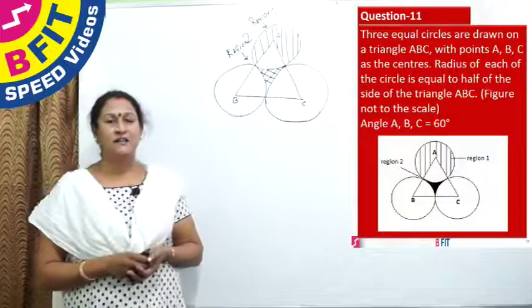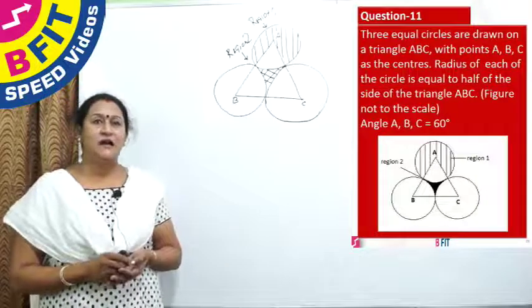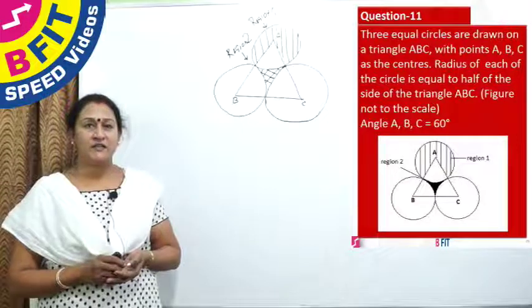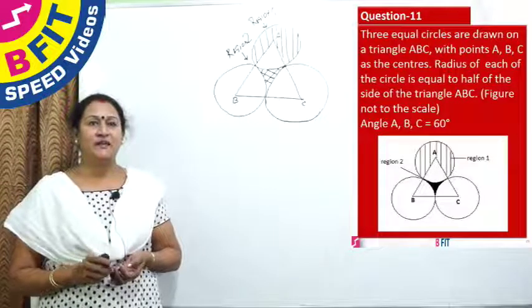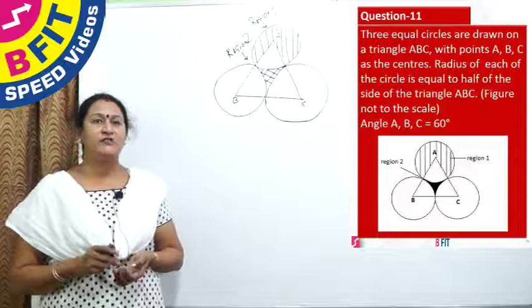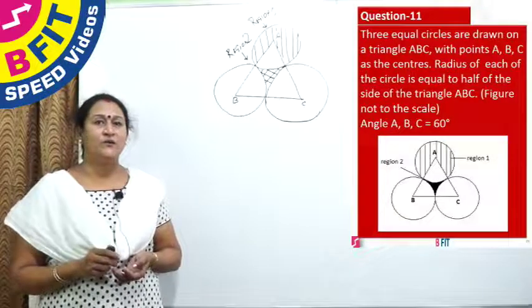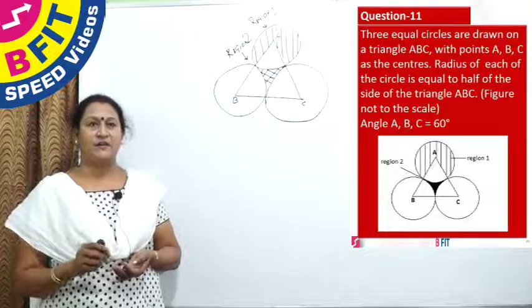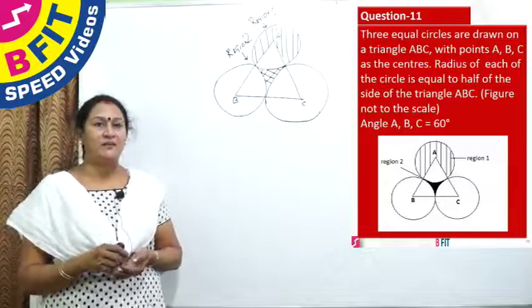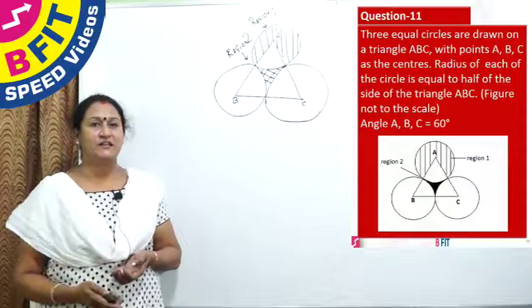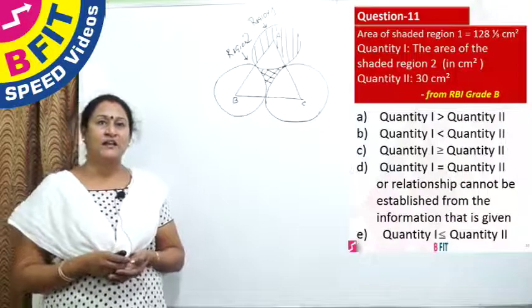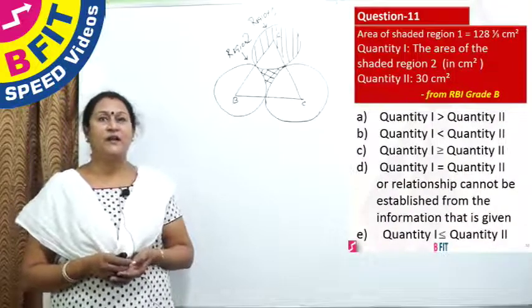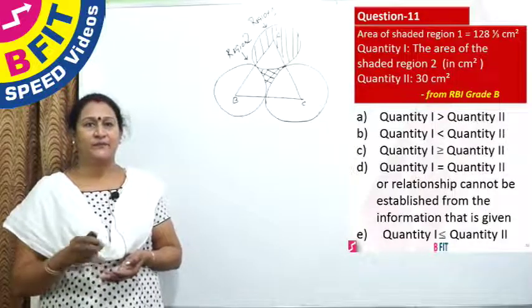The question is: three equal circles are drawn on a triangle ABC with points A, B, C as the centers. The radius of each circle is equal to half of the side of the triangle ABC. Figure not to scale. Angle ABC is given as 60 degrees. The area of shaded region 1 is 128 1/3 centimeter square.